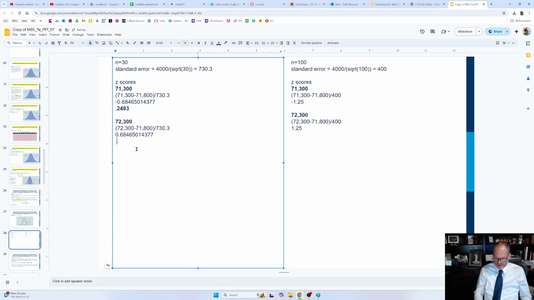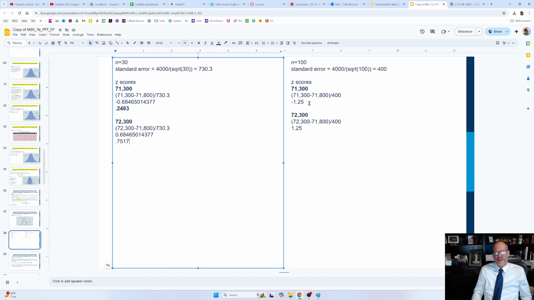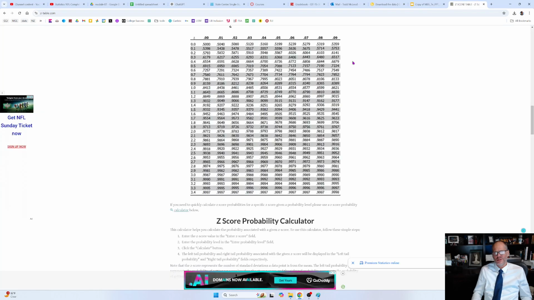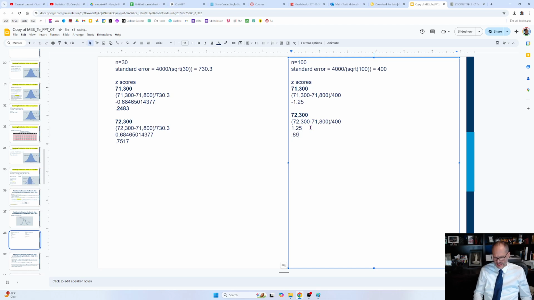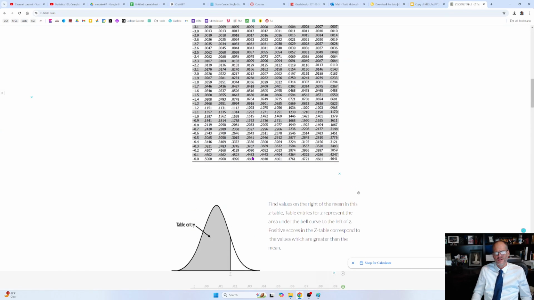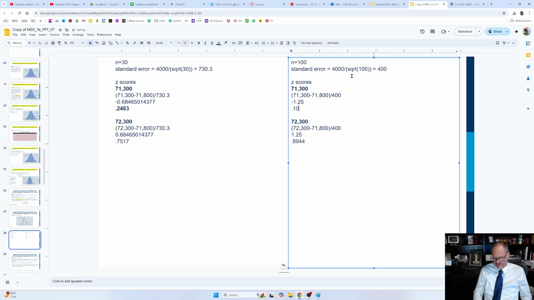So we have 0.7517. Is that what I said? 0.7517 at 0.68. That's correct. And then over here at 1.25, we have 0.8944. And at negative 1.25, right here we have 0.1056.